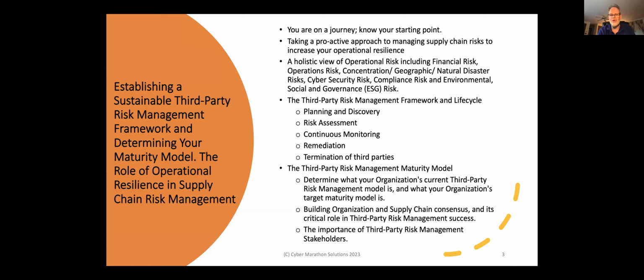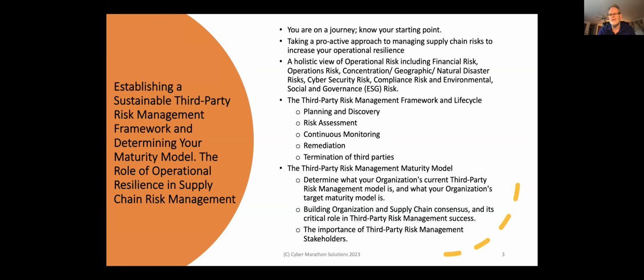We're going to explore the third-party risk management framework and life cycle, talking about the 5 phases of that process, from planning and discovery through risk assessment, the critical role of continuous monitoring, and remediation of third-party risk, which is one of the areas that unfortunately tends to get neglected.